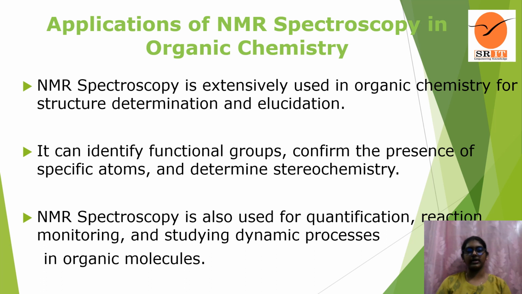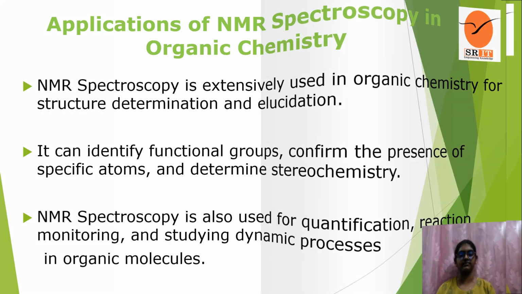Applications of NMR spectroscopy in organic chemistry. NMR spectroscopy is extensively used in organic chemistry for structure determination and elucidation. It can identify functional groups, confirm the presence of specific atoms, and determine stereochemistry. NMR spectroscopy is also used for quantification, reaction monitoring, and studying dynamic processes in organic molecules.